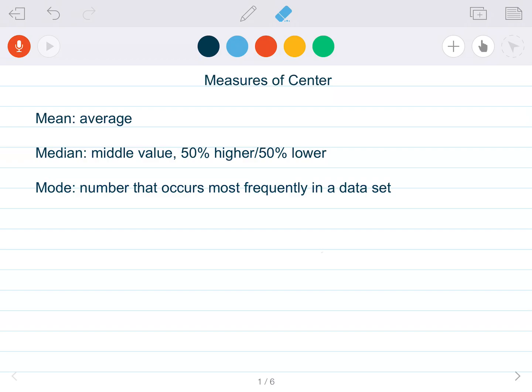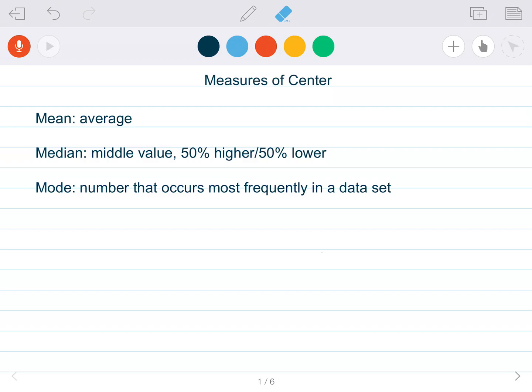Median is the middle value. So when you arrange your data from least to greatest, which is a very important step, it's crucial or you won't have the correct median because you don't want just random numbers. When you put them in order from least to greatest, you find the middle value, and that means 50% of your data is lower and 50% is higher. Then we have the mode. It's a number that occurs most frequently in a data set.